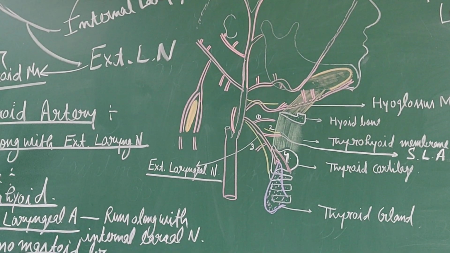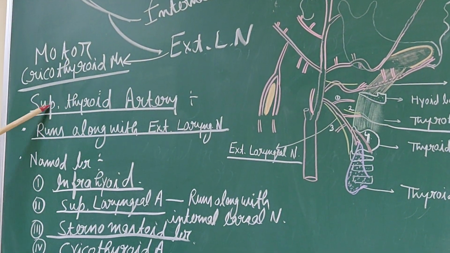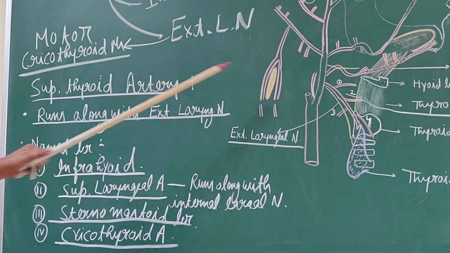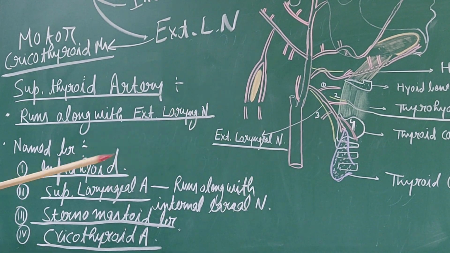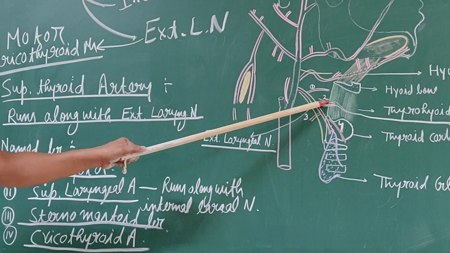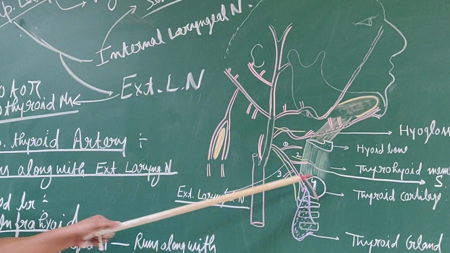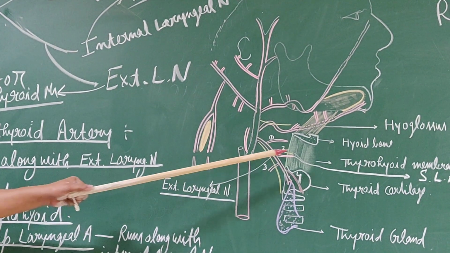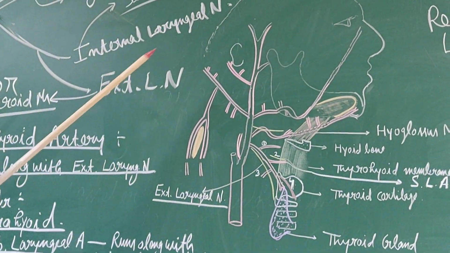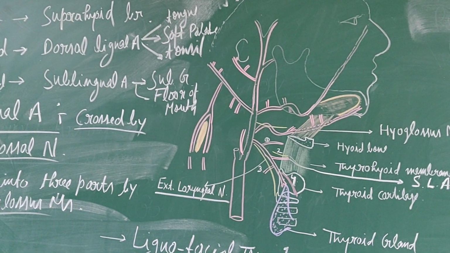So, in the superior thyroid artery, there are two important relations: the external laryngeal nerve along with the superior thyroid artery, and the structures that are the superior laryngeal artery and the internal laryngeal nerve. These two structures pierce the thyrohyoid membrane and supply the larynx above the vocal cord.